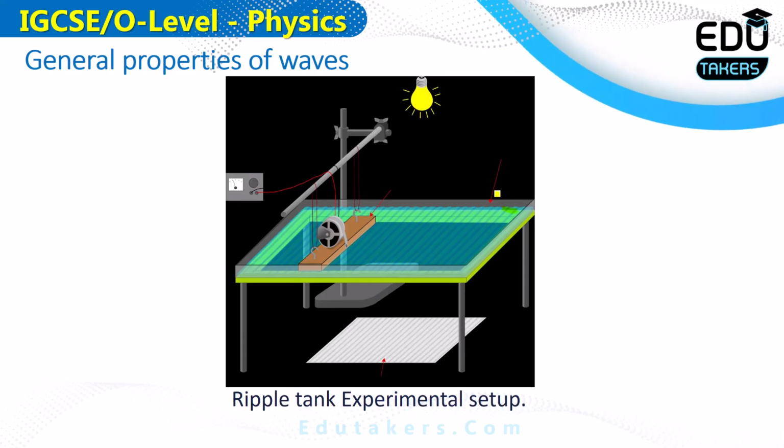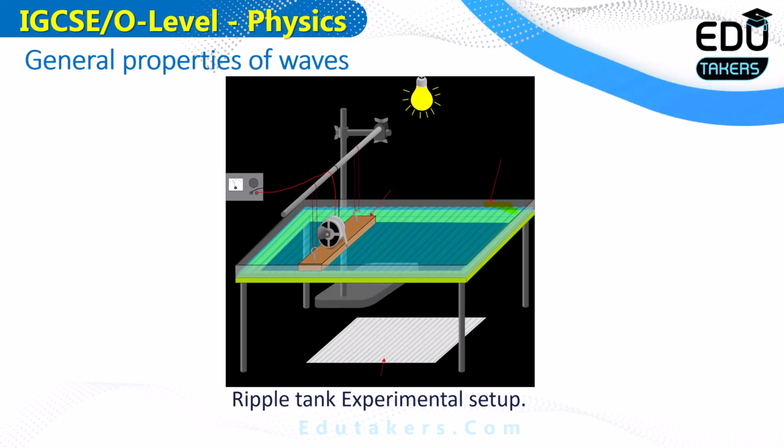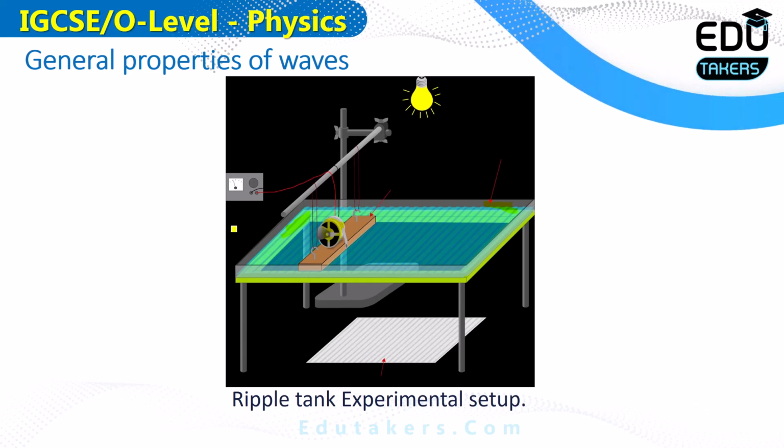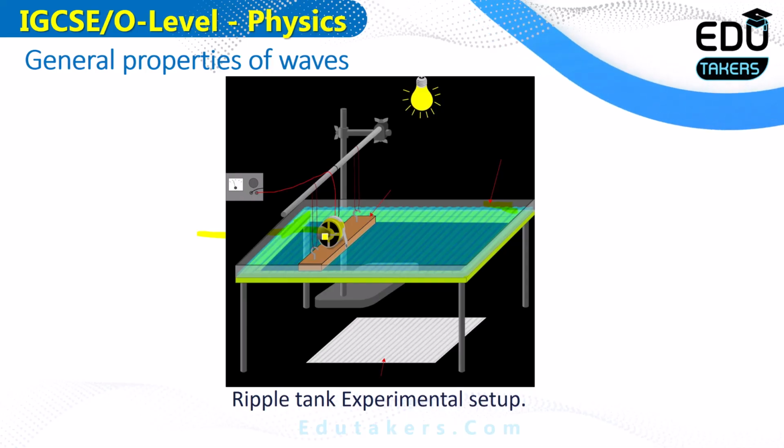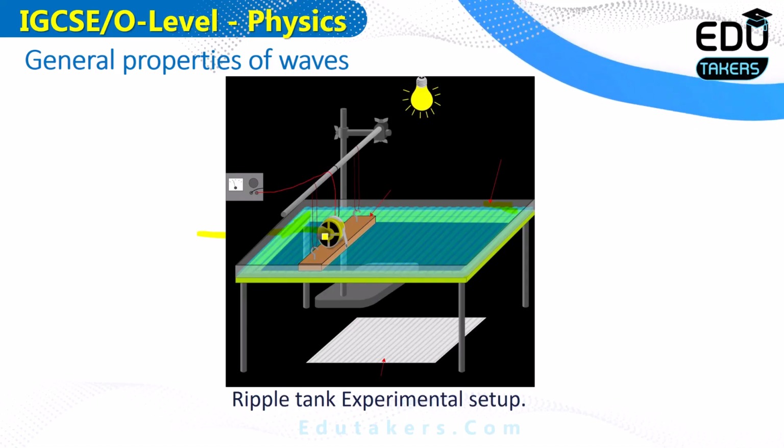Here is also the rectangular tray with the glass bottom, and it is elevated almost half a meter above the surface of the table. Like you can see, here is a rectangular tray. The vibrator is also placed here. The vibrator can be used to generate the waves on the surface of the water in the tray. Basically the vibrator consists of the electric motor.